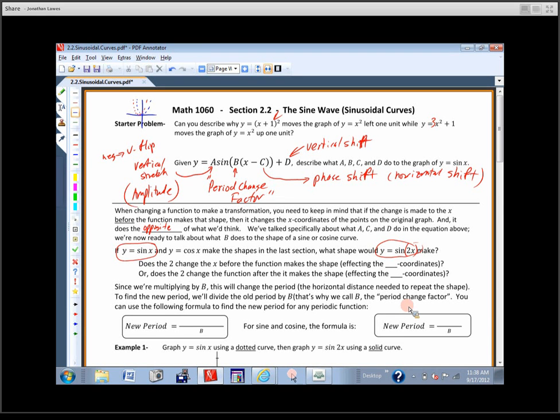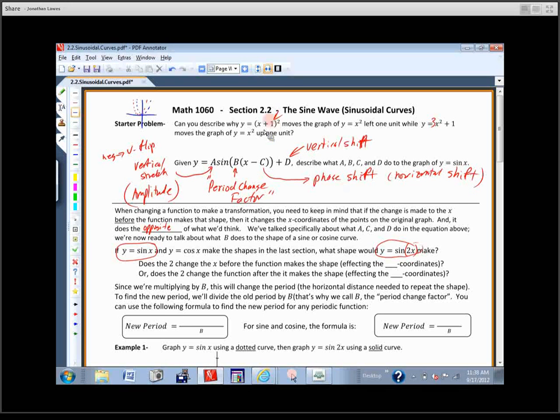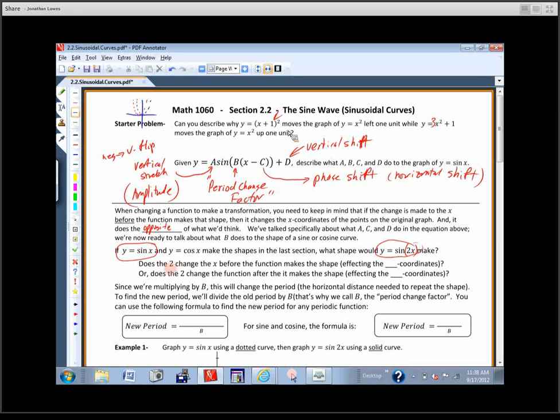Okay? Well, one way we could figure this out for ourselves is we could say, well, does the 2 change the x before the function makes the shape, or does it change it after it makes the shape? So think about what we talked about up here on these examples right here. Why do these do what they do? Squaring makes the shape. Are we changing it before we make the shape or after? Because if we change it before, like this one, which coordinate's going to change? The x coordinate, okay? So does changing the x before the function makes the shape change the x coordinate, or does it change it after it makes the shape, and that would change the y coordinate? So the big question is, does it change it before, or does it change it after?